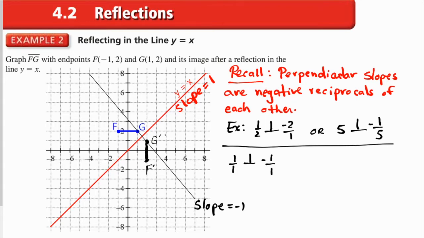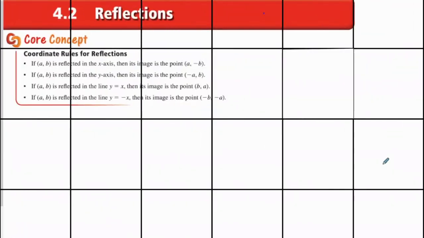Something we can notice here is that G prime has coordinates of 2, 1. But notice that G had coordinates of 1, 2. And F prime has coordinates of 2, -1. But notice that F had coordinates of -1, 2. What we should see in this pattern is that the x and the y coordinates were simply switched, and we're going to discuss some of these shortcut rules in the following slide.